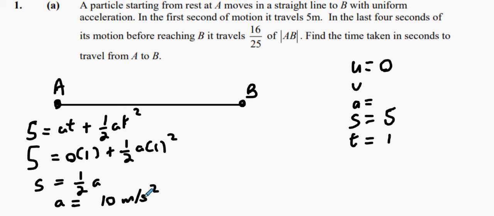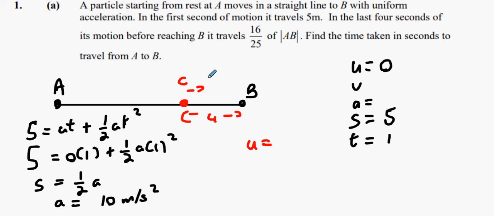Now, where things get a bit difficult is deciding what to do, because you're told that in the last 4 seconds of its motion, so imagine we call this point C, and it's 4 seconds here. What I taught you guys, when you're using intervals, is always try and use the starting off points. Under no circumstances do you use CB. Why should you not use CB? Can anybody tell me why? What's the problem when you have to use CB?